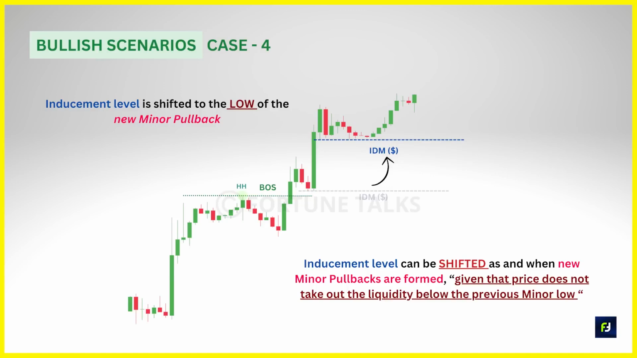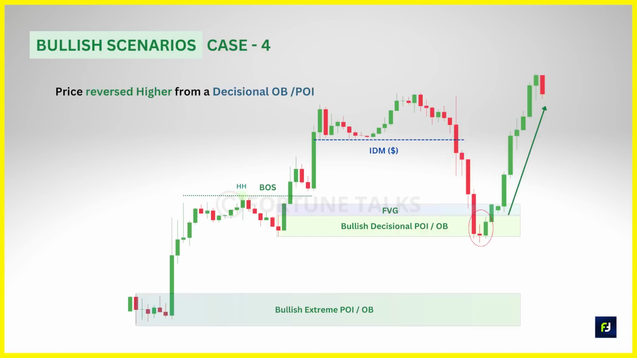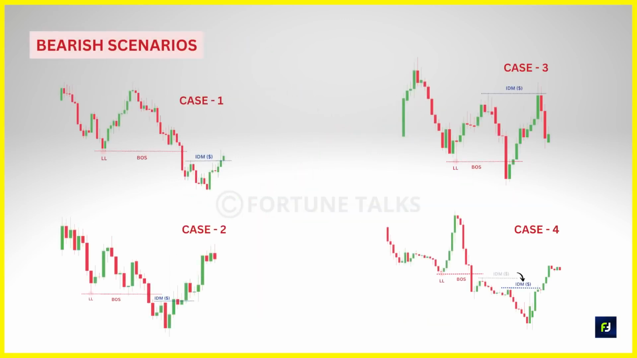This is yet another important concept in connection with the basic rule of first pullback. And as you can see, the price returned to sweep the liquidity below the inducement level, and then the market continued higher after absorbing all the liquidity. The idea remains the same for bearish instances also. Let's quickly look at a few examples for bearish market structure.